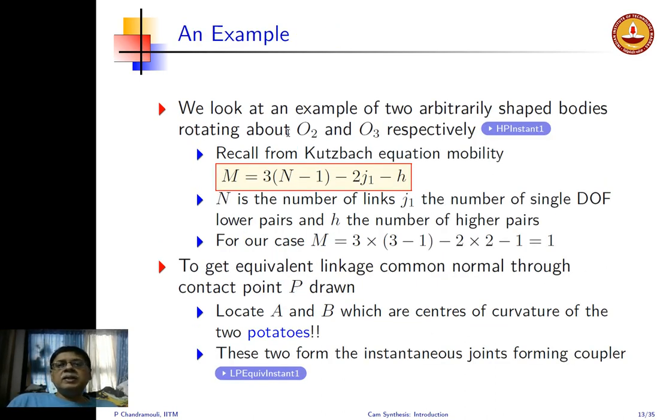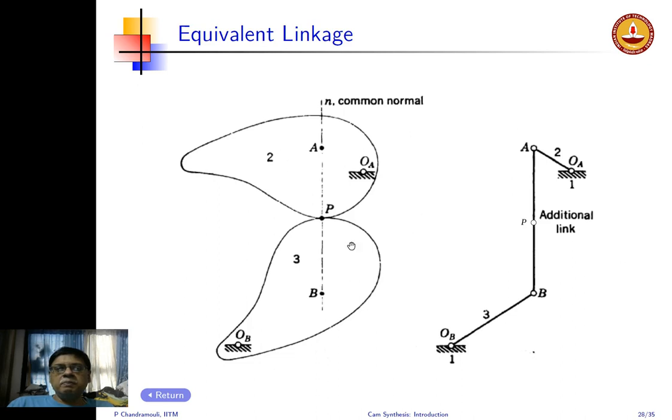We look at an example just to describe how we construct this equivalent linkage. So let's take two arbitrarily shaped bodies, which I keep calling potatoes, but they probably look more like some kind of squeezed onion, whichever you want to call that. So this is body A rotating about OA and body B rotating about OB, and they're contacting each other at this point P at this instant. So the higher pair comes from this contact point P.